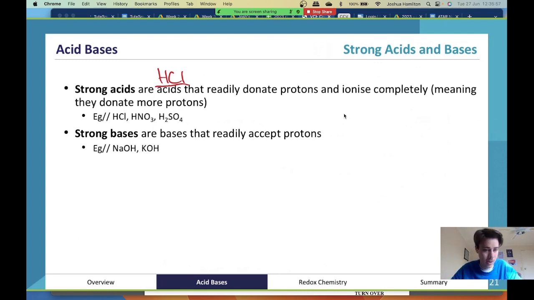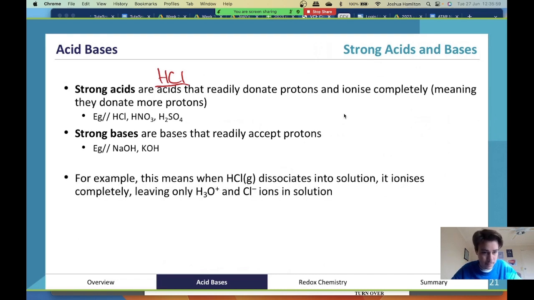NaOH, KOH, etc. For example, this means when HCl donates into the solution, it ionizes completely, leaving only H3O+ and Cl- ions. Now, that's another concept that can be quite confusing. So let's just take a step back. When we put HCl in water, it dissociates. Dissociates means that it donates its hydrogen away. It gets neutralized by the water.